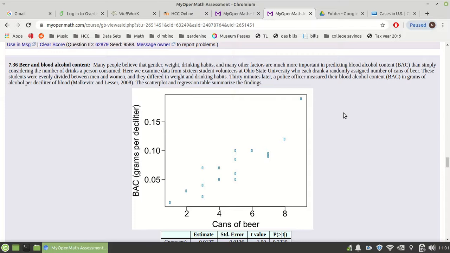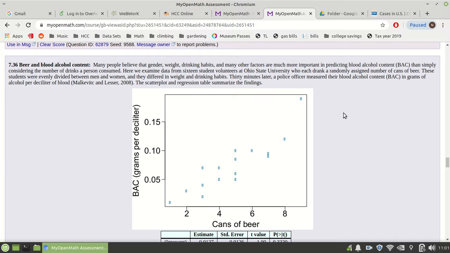I want to talk about this problem. We're talking about linear regression, making lines of best fit. So, beer and blood alcohol content. Many people believe that gender, weight, drinking habits, and other factors are much more important in predicting blood alcohol content than simply considering the number of drinks a person consumed.